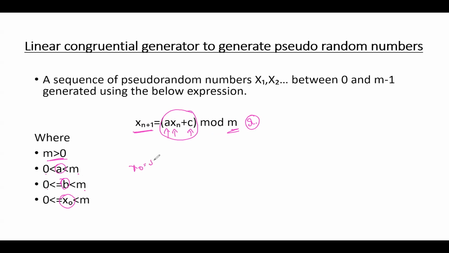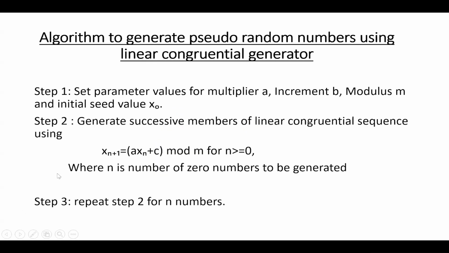X naught is called a seed value, or the initial value of the random number with which we are going to start generating the random numbers, because we always need something to start with. That is why it is called a seed value. Okay, now let us see the algorithm, and simultaneously we will do one example as well.